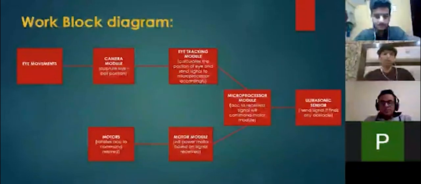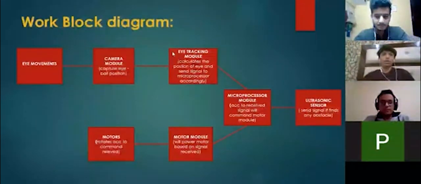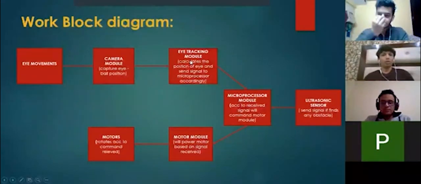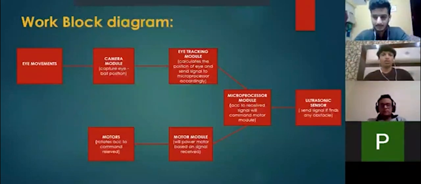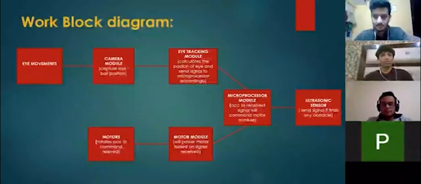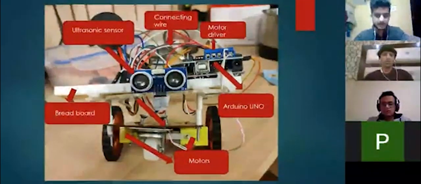So here is the working block diagram. Basically we will be catching eye movement using the camera module, which will be sent to the eye tracking module, which will calculate the position of the eye and send the signal to the microprocessor accordingly. The microprocessor module, according to the position of the eye, will send the signal to the motor in which direction to move, and the motor driver module will send the signal to the motor to act accordingly. In case of any obstacle, sensed by the ultrasonic sensor, a signal will be sent to the microprocessor module to stop or act accordingly. Here is the image of our working model.